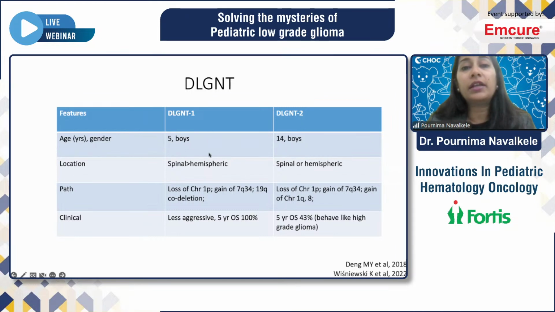DLGNT2. DLGNT1 is seen in spinal more than hemispheric location compared to DLGNT2. The pathology of loss of chromosome 1p is common to both, as well as the gain of 7q34, and 19q co-deletion is most common in DLGNT1, as against the gain of chromosome 1q or 8, which is more common in DLGNT2. Now, DLGNT1 is less aggressive, and 5-year overall survival, as you can see, is like 100%. But DLGNT2 is the bad actor, where the 5-year overall survival is 43%, and it basically behaves like a high-grade glioma.